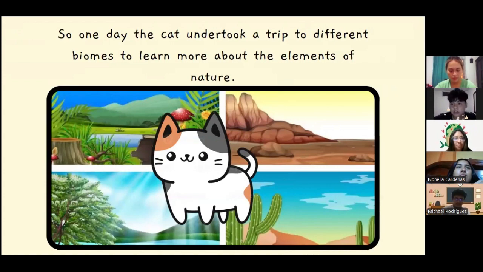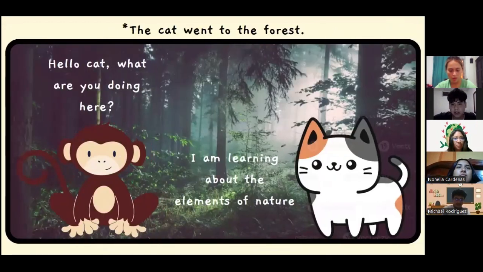So you introduce the topic to the students. Okay, so the cat went to the forest. So you continue with the dialogue. Hello cat, what are you doing here? So the cat answered, I am learning about the elements of nature.